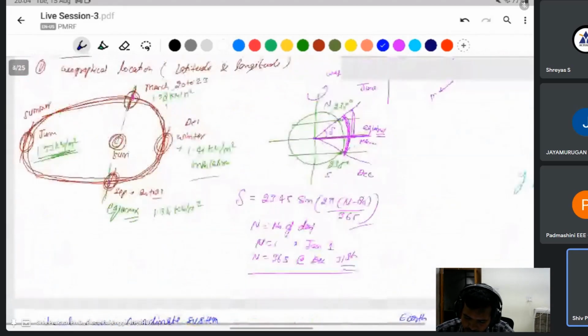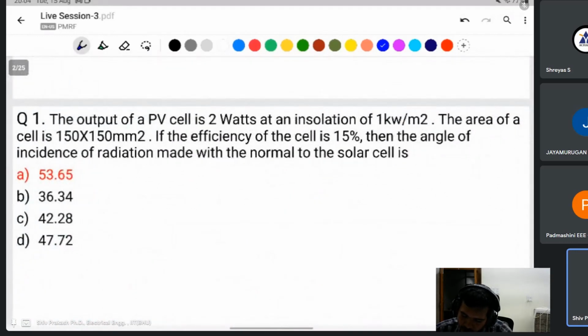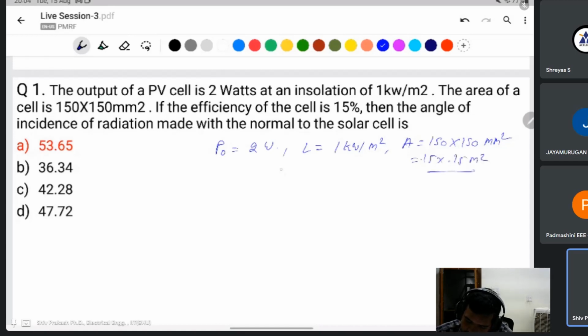Take the question for that. The output of the PV cell is 2 watts at an insolation of 1 kilowatt per meter square. P output is given as 2 watt. Insolation is given as 1 kilowatt per meter square. Area is also given, 150 by 150 mm square, which means 0.15 by 0.15 meter square. Efficiency is given as 50%.